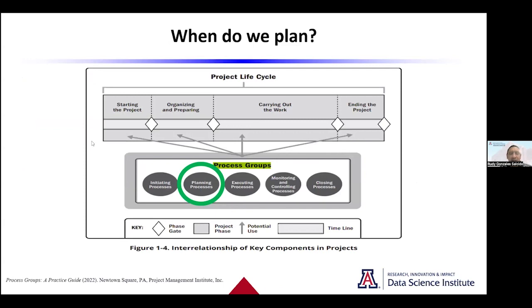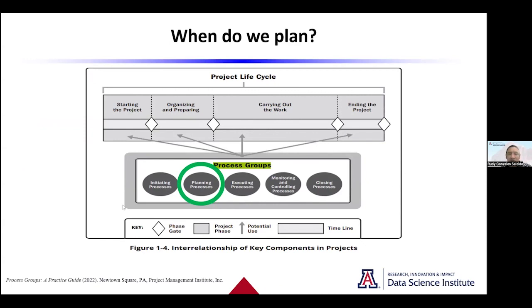So when do we do planning? In the Process Groups: A Practice Guide, one of the references from the Project Management Institute, they lay out this project life cycle. So you start the project, you organize and prepare, then you carry out the work, and then you end the project. Very simply, obviously, maybe not. You're probably going to have your own phasing construct, but this is just simply laid out.